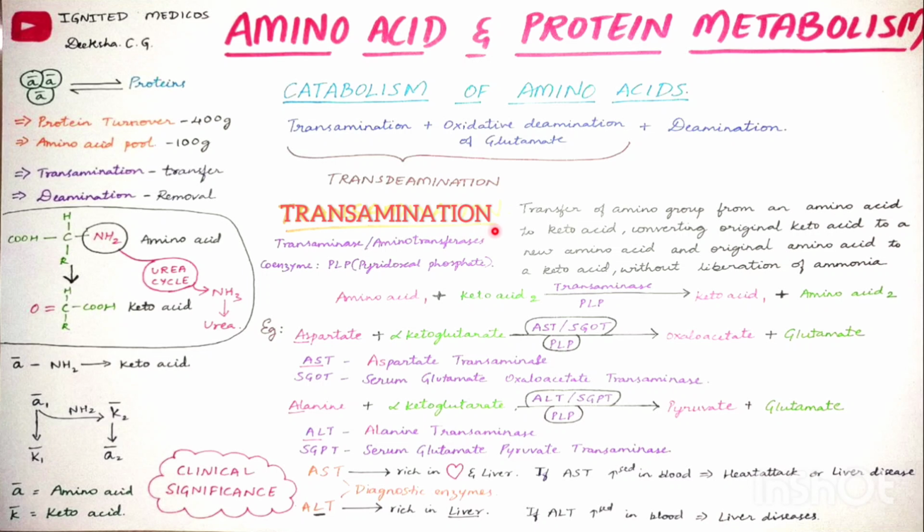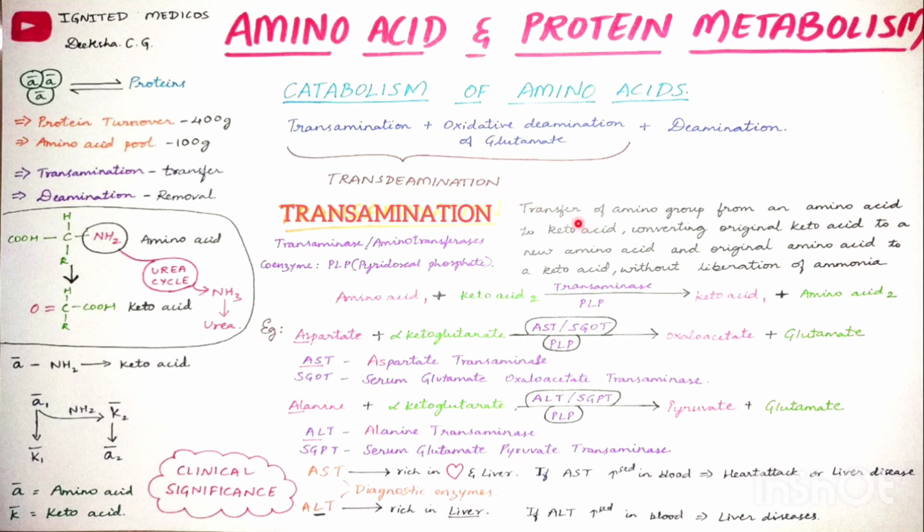And what is transamination? As I said, there is transfer of an amine group from one compound to another compound. This definition looks a bit complex, so let's see the diagram first. Here, the amino group is transferring from one amino acid to a keto acid. Here, this amino acid is converting into a new keto acid, and this keto acid accepts the amine group from this amino acid and is converted into a new amino acid. Now let's see the definition.